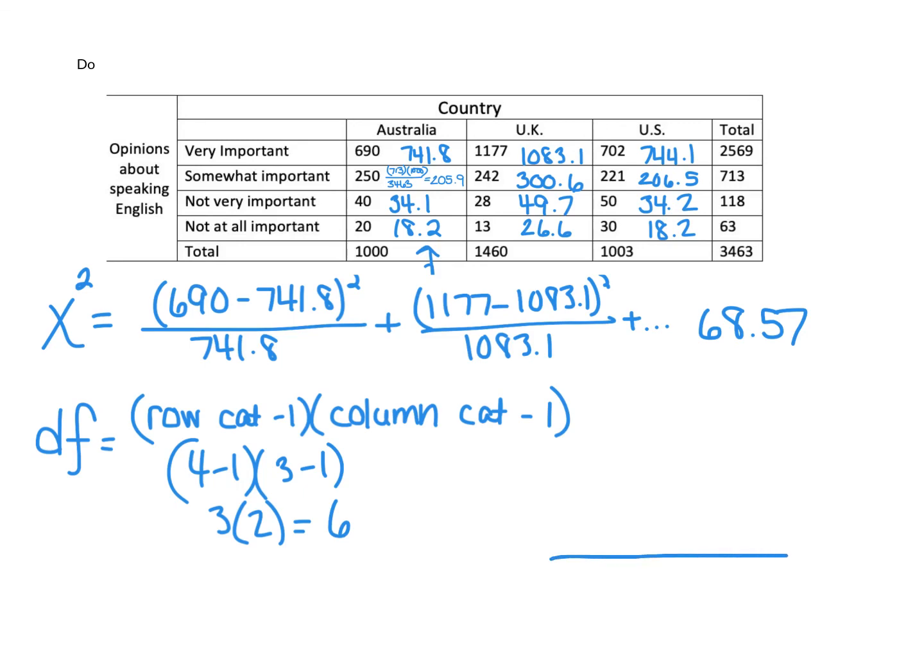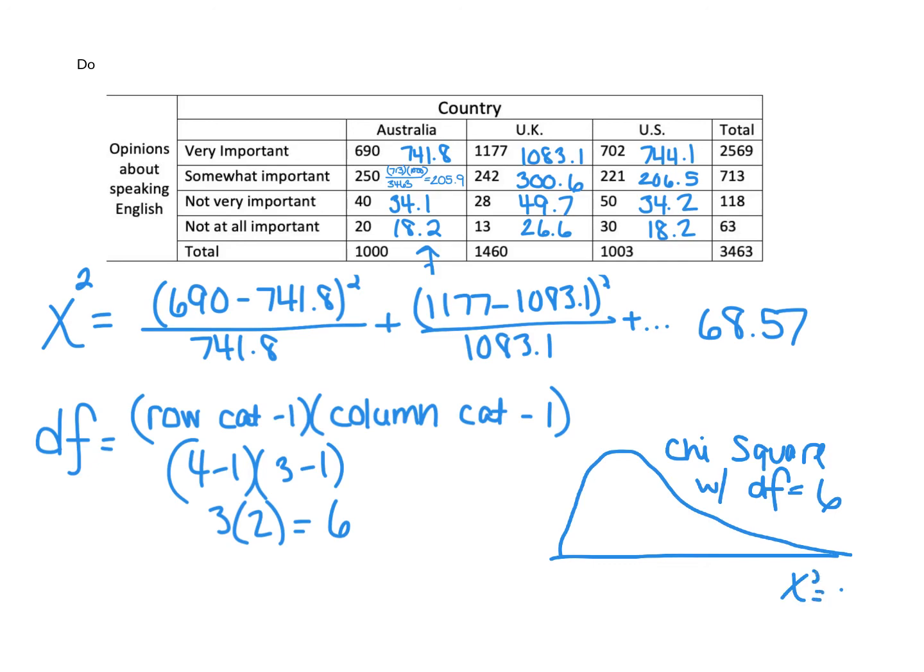I'm going to sketch my chi-square distribution. I know it's going to be quite right skewed. And I'm looking for the probability that my chi-square is 68.57 or more extreme. So that's a very large test statistic. I think we can predict that we are going to have a very small p-value here. So my p-value now is equal to, of course, the probability of getting my chi-square equal to 68.57 or more extreme. So I'm going to say that my chi-square is greater than or equal to this.